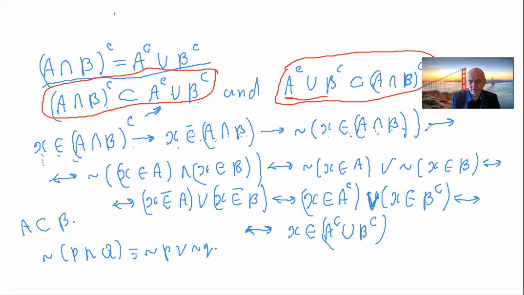Because all these implications, they are true. And now it's proved that this set identity is true. These two sets, they are equal. Please look carefully. If any questions, ask.